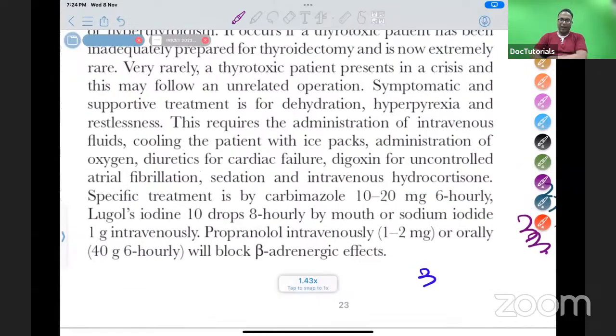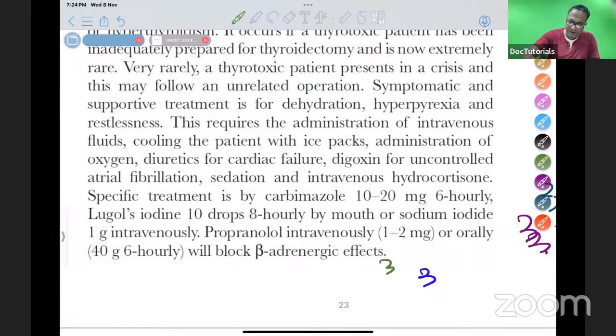So you can read from here. This is from Bailey and Love, direct paragraph. Intravenous fluid, cooling the patients with ice pack, administration of oxygen, diuretics for cardiac failure, digoxin for atrial fibrillation, intravenous hydrocortisone. That's why I told you 3D. In fact, you can add a 4th D as diazepam, sedation. So diazepam, digoxin, and some steroids like dexamethasone or hydrocortisone, like that you can remember.